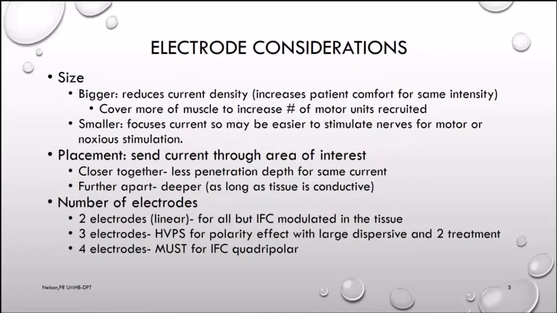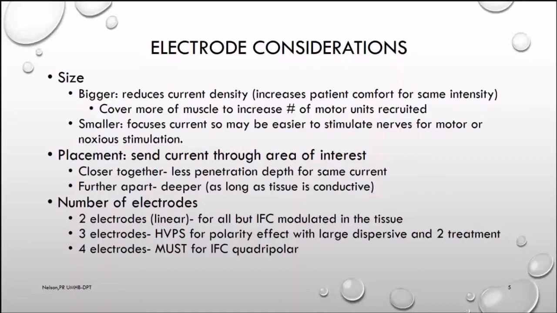What about those electrodes? Size matters. Bigger electrodes cover more surface area, and they also reduce the current density. So that might help you to recruit more motor units if you're doing motor stimulation to have a larger electrode. It does need to be applied on muscle. Smaller electrodes focus the current, so that might mean it is easier to get the nerve stimulated for motor or noxious stimulation. Playing with the electrode size can sometimes be a matter of finding something that is comfortable and works for your patient.